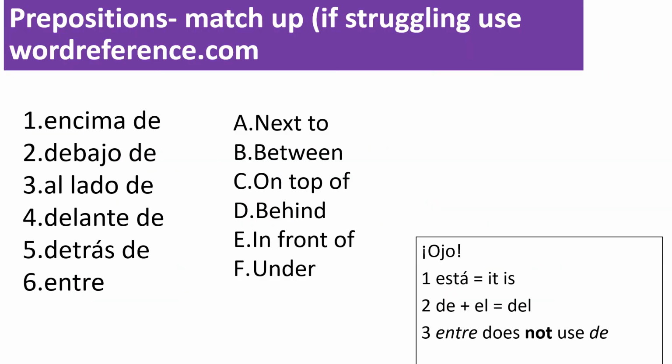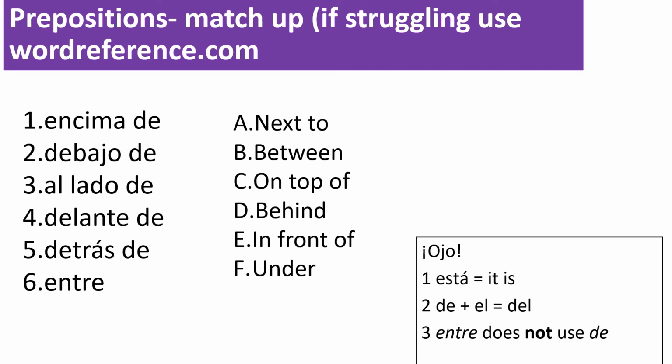Right, okay, on this slide we're looking at prepositions. So prepositions are words like next to, between, on top of, behind, in front of. So this is going to help us specifically say where different things are in our room. So basically you've got 1 to 6, you've got encima de, debajo de, al lado de, delante de, detrás de, and entre. And what I would like you to do is to see if you can work out what they match up to A to F. This is quite challenging, so just try your absolute best.